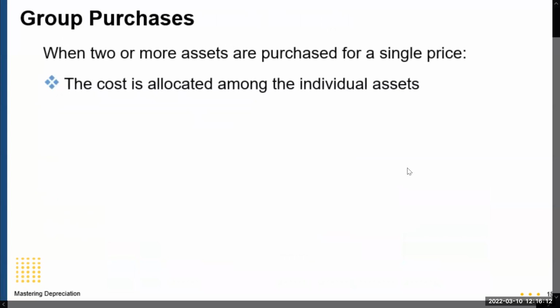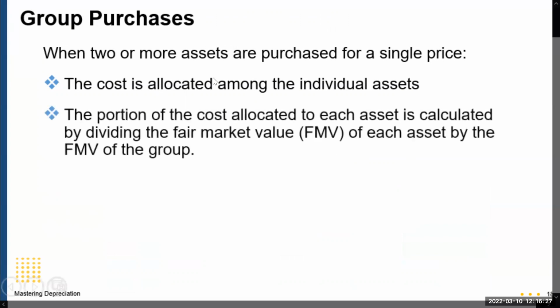Okay, so the next section is a group purchase. Sometimes it's called a basket purchase. This is when you buy 2 or more things for one price. So buying land and building is most common, but also if you buy a business, it could be also. So we're going to need to allocate what we paid for it between those different assets.